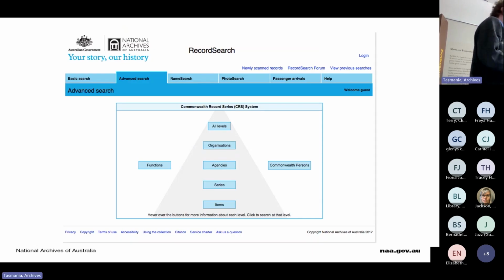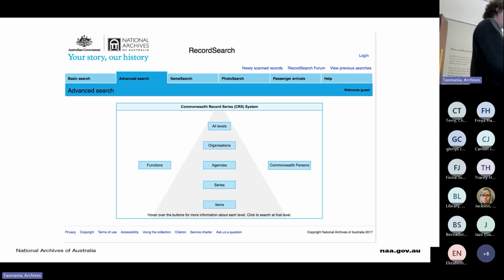Beginning with our online catalogue, this is our RecordSearch platform. If you don't have access to a computer at home, then you are welcome to drop by for a visit and use a PC terminal in our history room, which is behind me. A crash course in the Commonwealth Record series can be seen on screen.